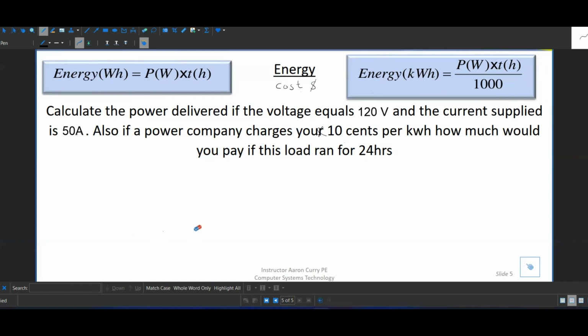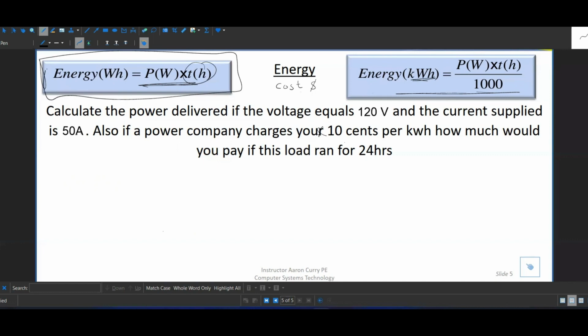All right, so there's two equations that you can use to calculate the energy. This is one, which is energy equals power times time. And for this case right here, we're using hours to represent time. The next one will be this one over here, which is power times time divided by 1,000. So essentially what this one's doing is just converting the watt hours to kilowatt hours. And me personally, I prefer to just use this one right here.